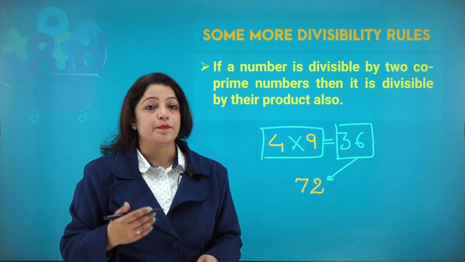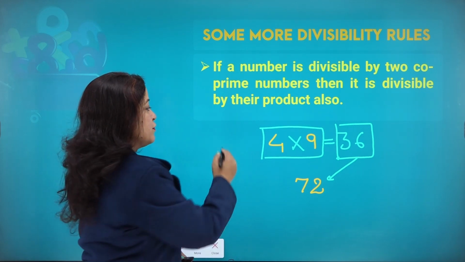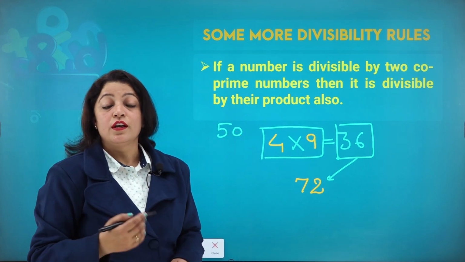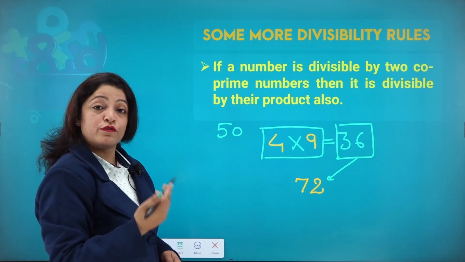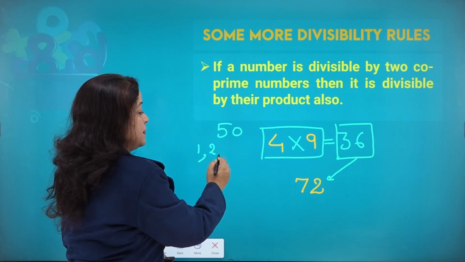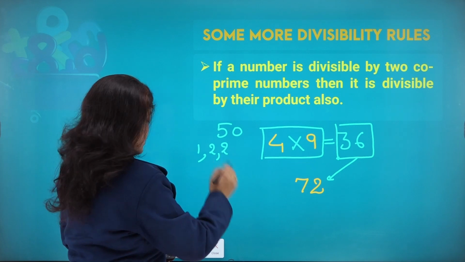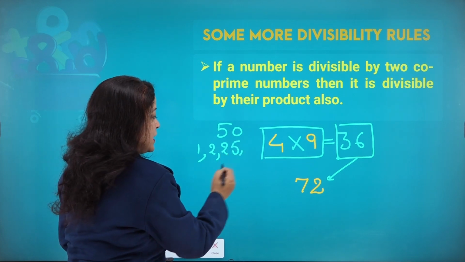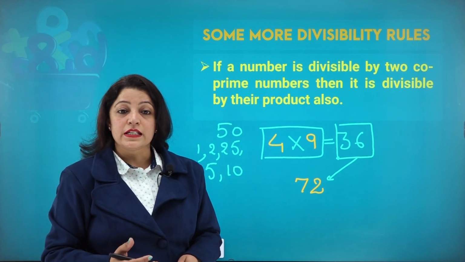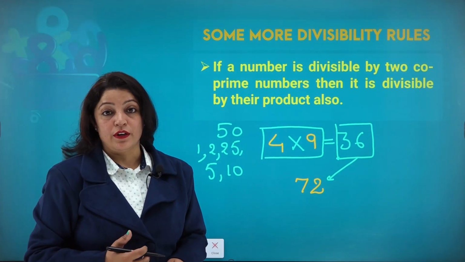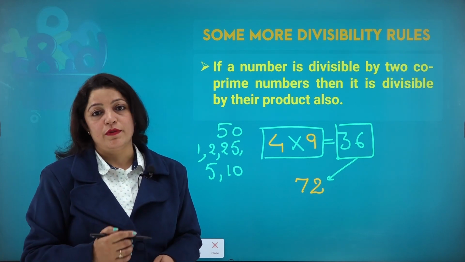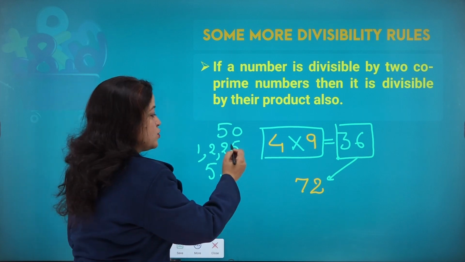Suppose I take 50, just let me take 50 only. What are the factors of 50? That means, in which numbers' tables will 50 come? It will come in the table of 1, it will come in the table of 2, it will come in the table of 25, even it will come in the table of 5, it will come in the table of 10. Now select any two co-prime factors out of it. Co-prime factors means the factors which have only 1 as a common factor. So can I select 25 and 10?